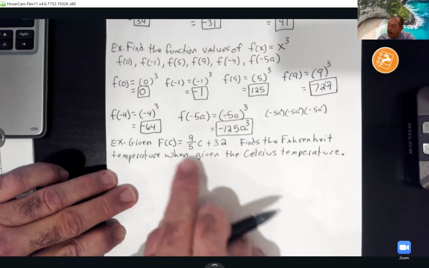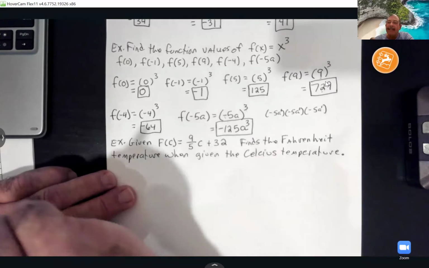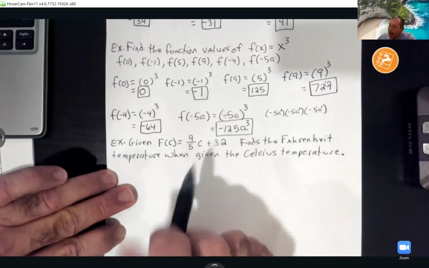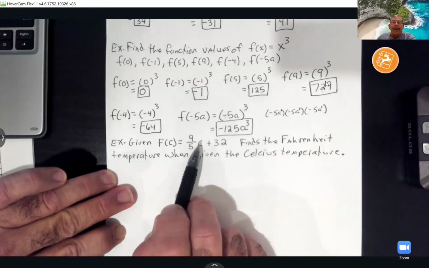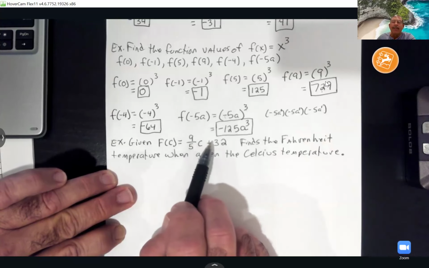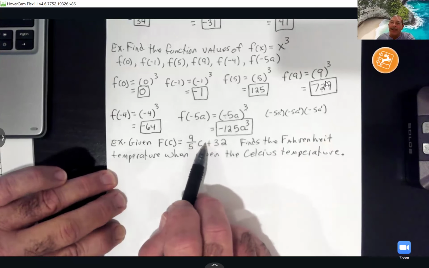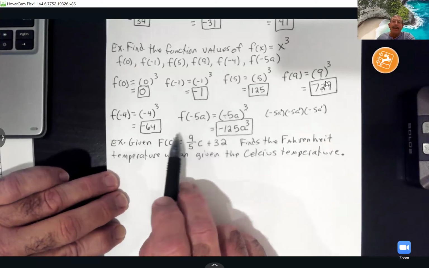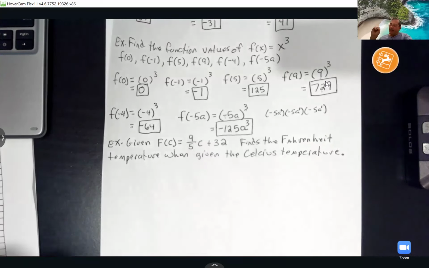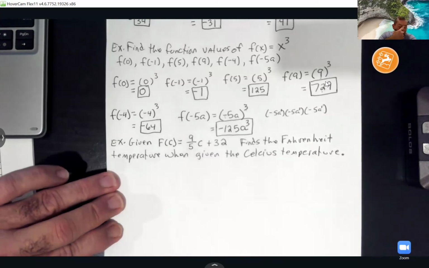So let me show y'all real quick. In Celsius, water freezes at 0. So if I plug a 0 into here, well, 0 times 9/5 is 0. 0 plus 32 is 32. So that tells me that water freezes in Fahrenheit at 32. So you just plug them in and see what you get.